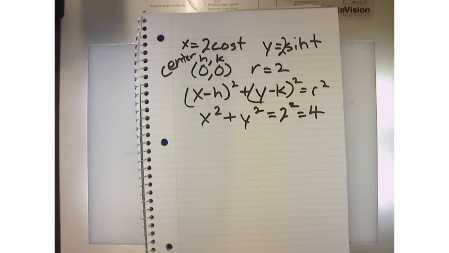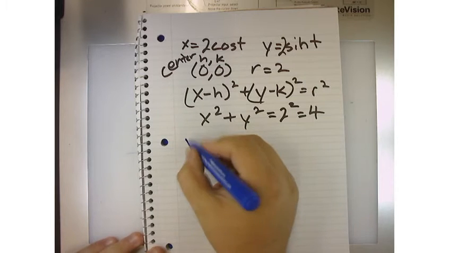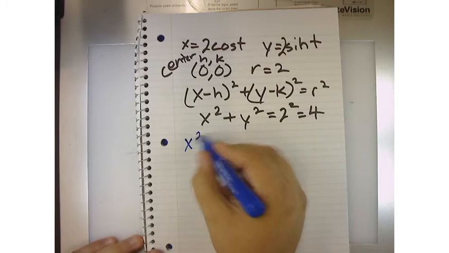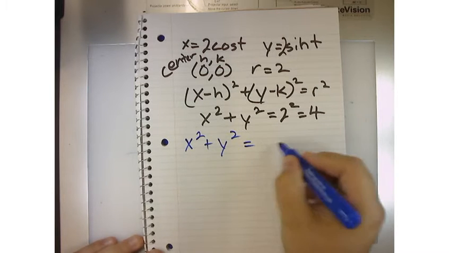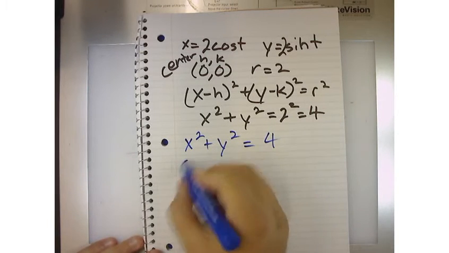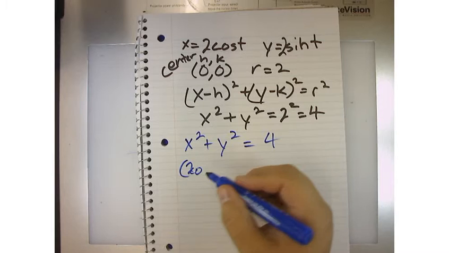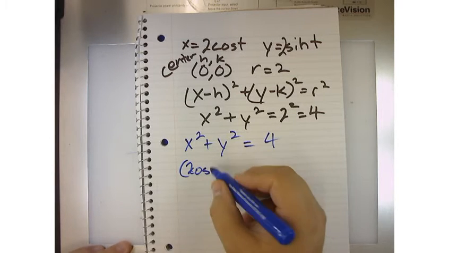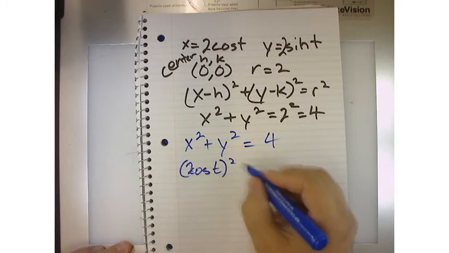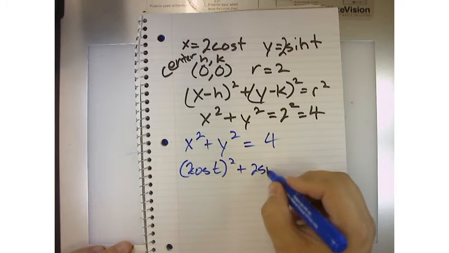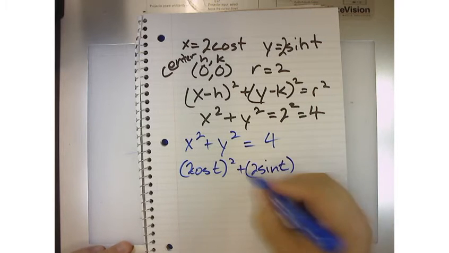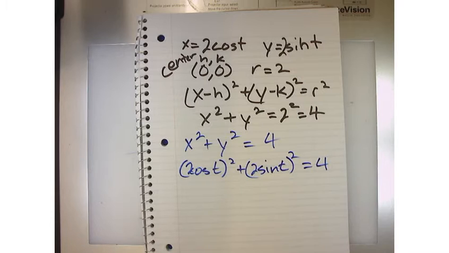Now that's what it should look like: x squared plus y squared equals 4, but I need to prove that algebraically. Okay, so I'm going to use a different color marker because this is what we're supposed to be doing according to the textbook. We're going to say that x squared plus y squared should equal 4. So I'm going to substitute in my parametric equation for x and y: 2 cosine of t squared plus 2 sine of t squared should equal 4. Okay, so far so good.